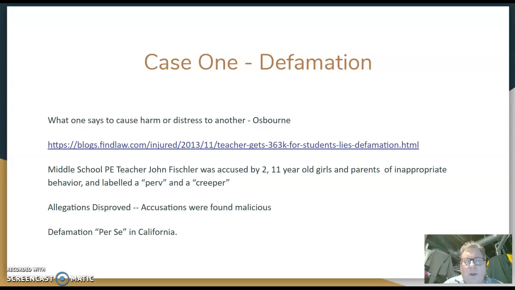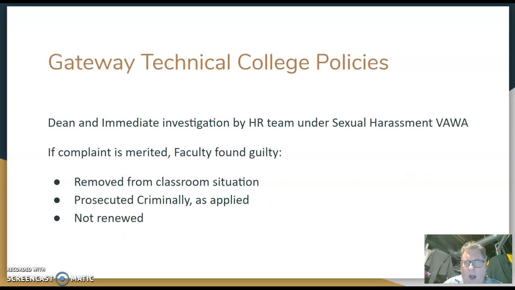I believe, as I read the case there at the link, one of the students, I should note their parents also filed the complaint and promoted this. So one of the parties that had accused him of this behavior admitted that it was done maliciously. California has a defamation per se law. I put that in here as well. And that means that defamation that attacks one's character or one's professional abilities is presumed to be harmful on its face.